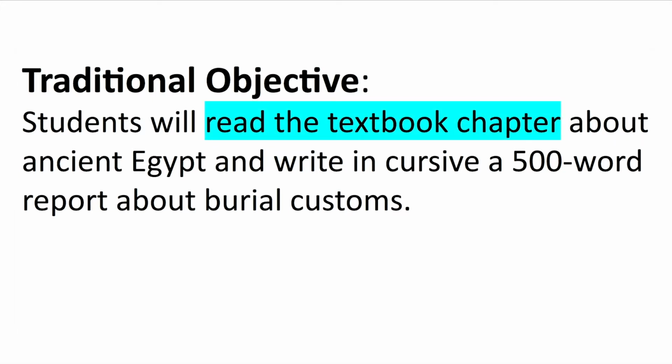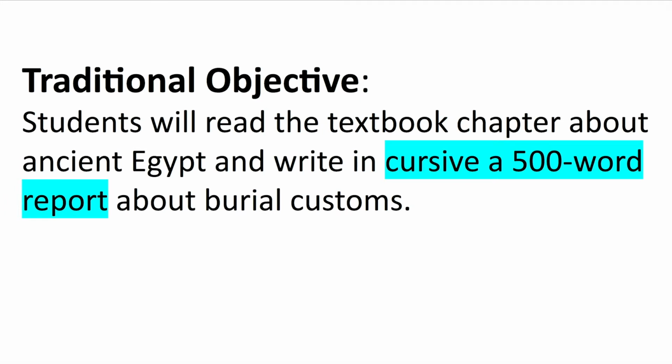The representation barriers in the traditional objective are printed text. Some students with certain visual impairments and certain physical disabilities may have difficulty accessing information. Some students may struggle with decoding the text.